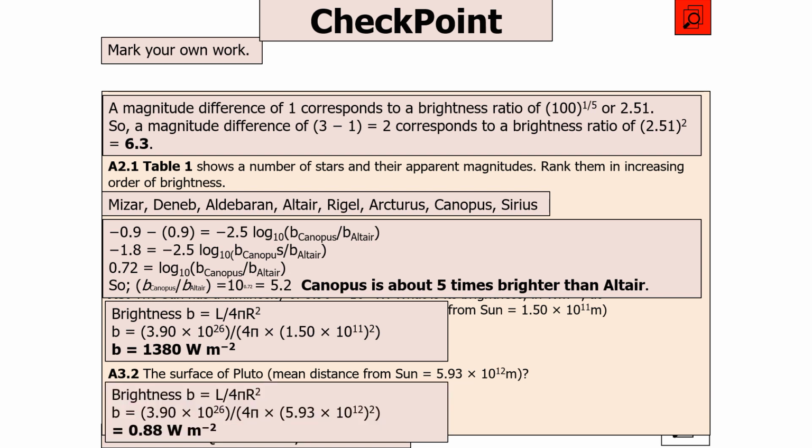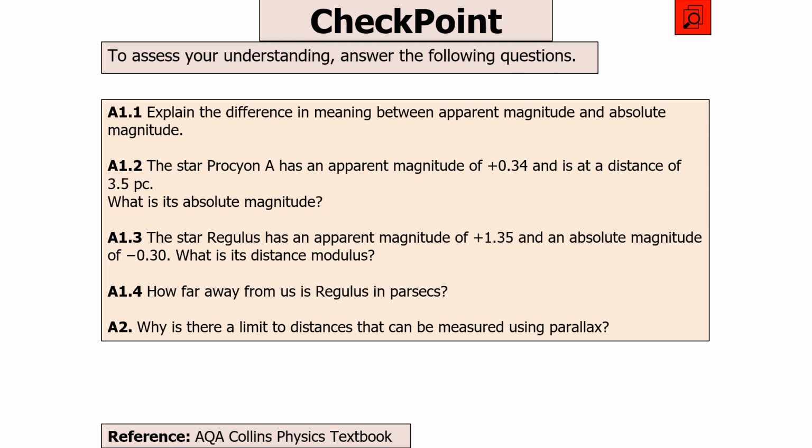The next question says, explain the difference in meaning between apparent and absolute magnitude. The star Procyon A has an apparent magnitude of plus 0.34 and is at a distance of 3.5 parsecs. What is its absolute magnitude? The star Regulus has an apparent magnitude of plus 1.35 and an absolute magnitude of minus 0.30. What is its distance modulus? How far away from us is Regulus in parsecs? And then why is there a limit to the distances that can be measured using parallax? So pause the video now, then unpause the video when you want to go through your answer.